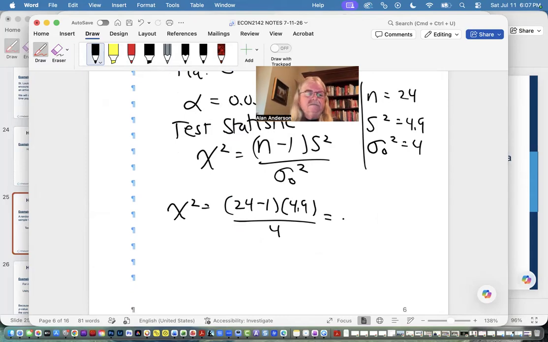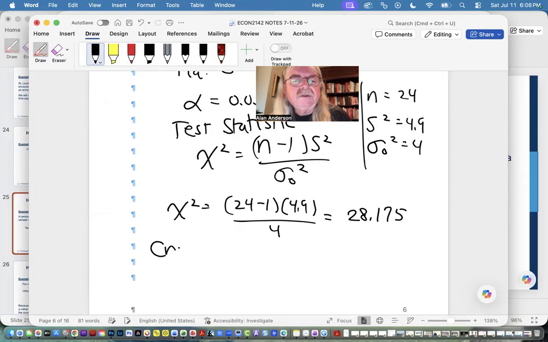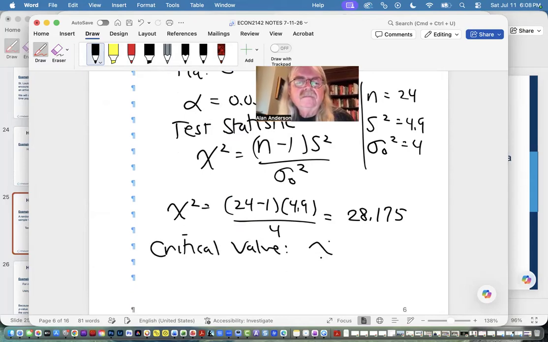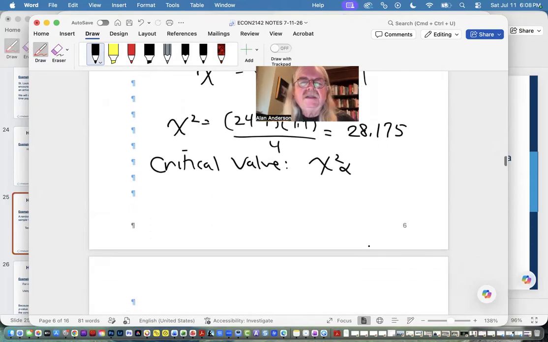And we'll get 28.175. And the critical value, for this, we need the degrees of freedom. For this application, it's n minus 1.